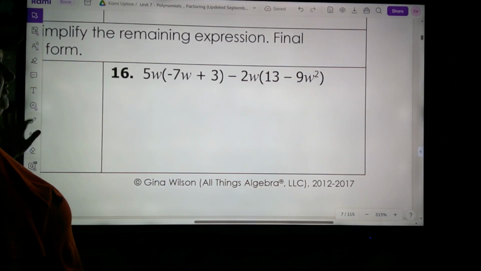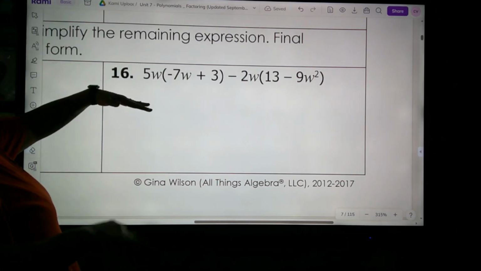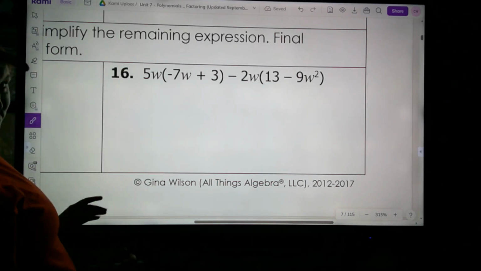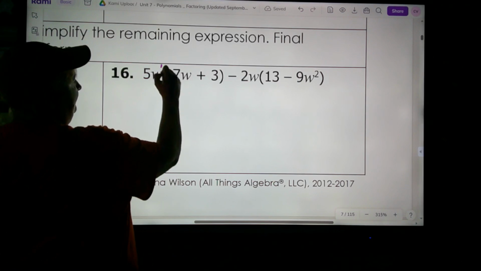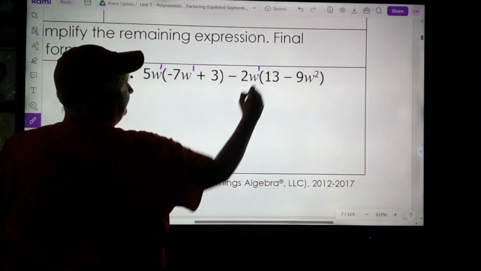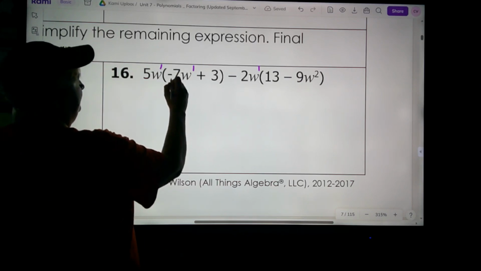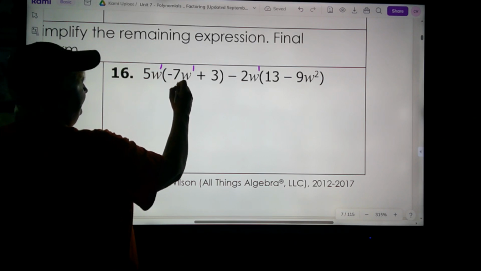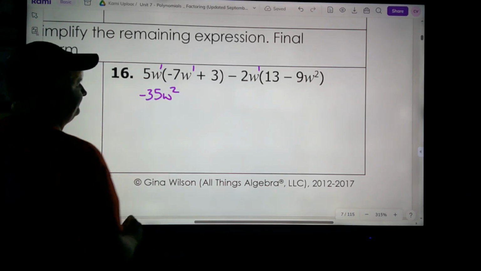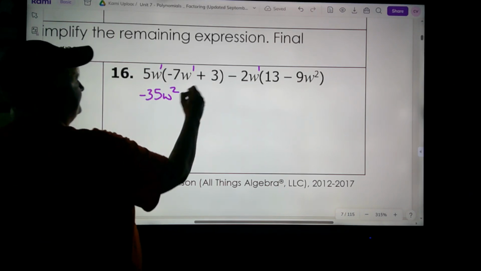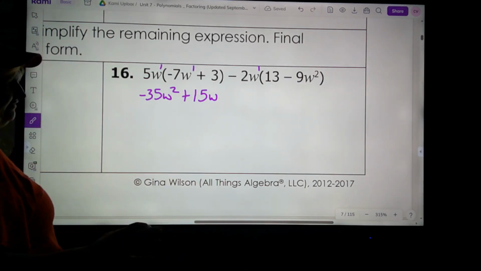This one asks you to do it twice. Don't panic. After we do the first one, we'll do the second one, and then we'll combine our like terms, okay? All right, so any invisible ones? Okay. 5w times negative 7w is negative 35w squared. 5 times 3 is 15. Bring down the w. All right, first one done.